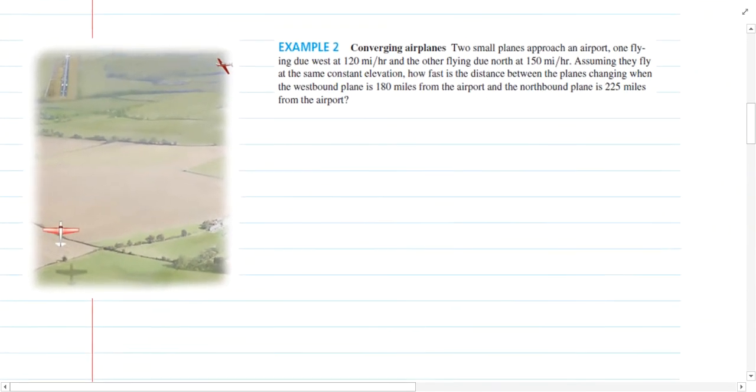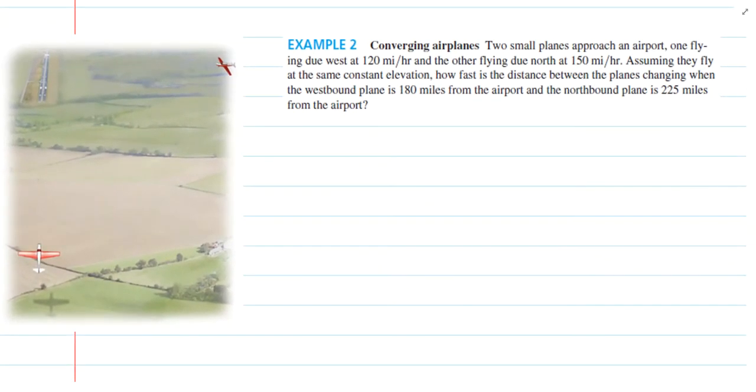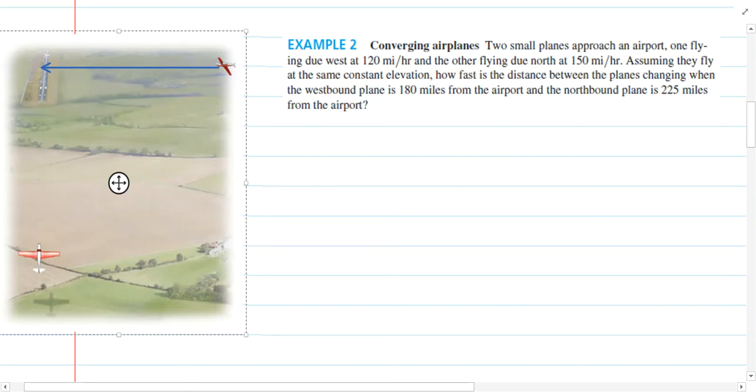Let me share with you another example. We have two airplanes that are converging on an airport, and one of them is flying due west at 120 miles per hour. So we've got this airplane that's flying due west, and it's flying at 120 miles an hour. Now, I'm going to call this, like we normally would, the x direction. This horizontal movement is x.